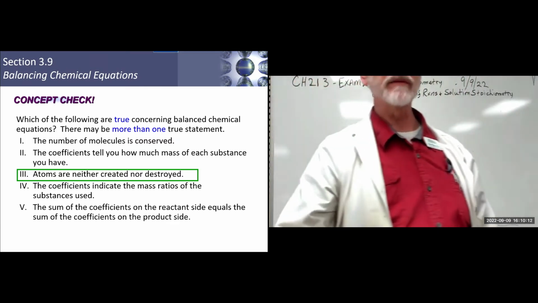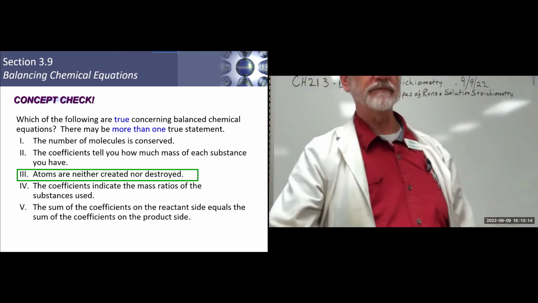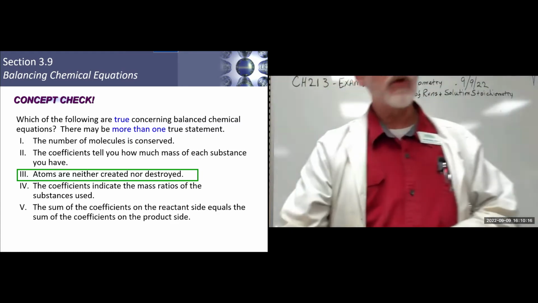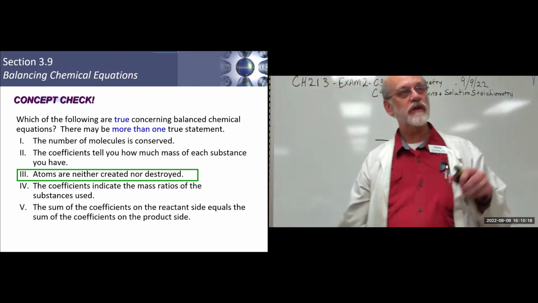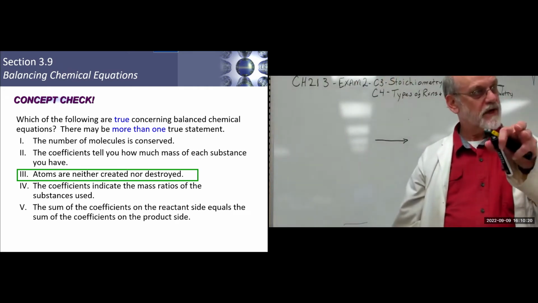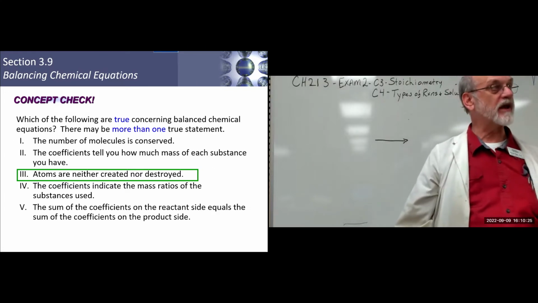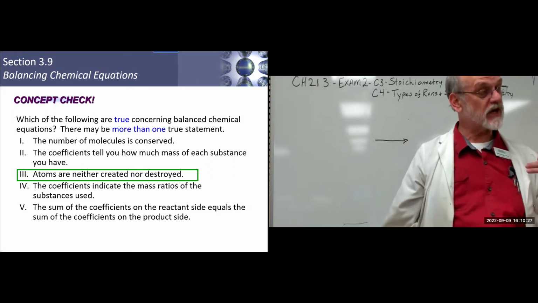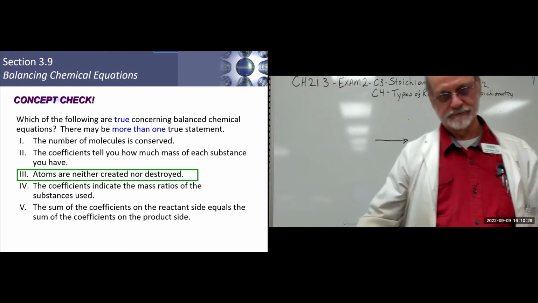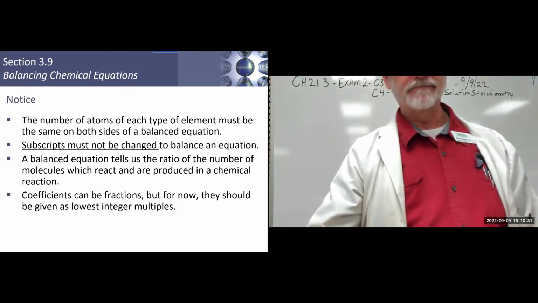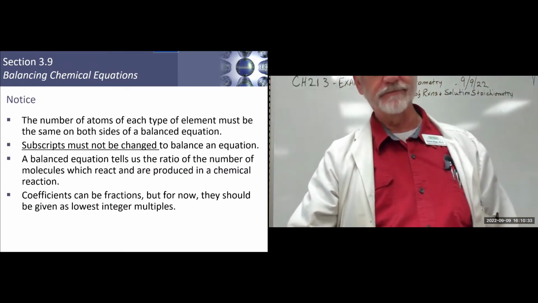Nope, not necessarily. If they do, it's purely accidental. The coefficients are there to make sure that the number of atoms of each element on the reactant side equals the number of atoms of each element on the product side. Right? So that's the only true one in the bunch.